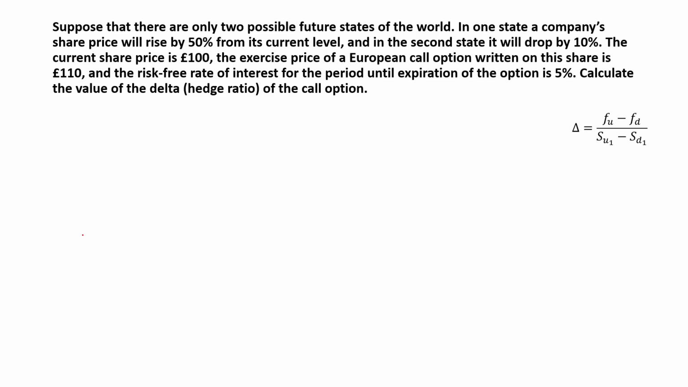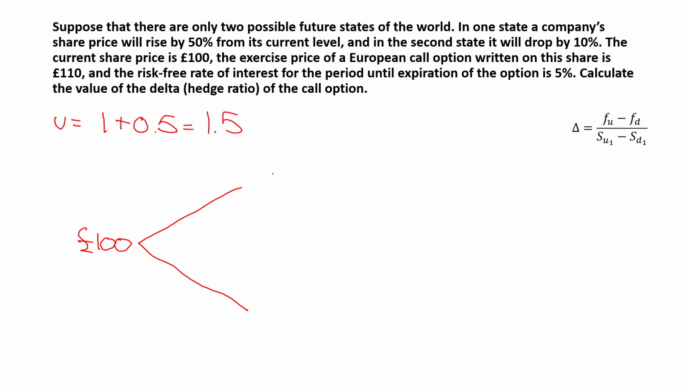So let's start with the current share price. The current share price is £100, and then in the binomial tree, the price is either going to go up or down. It says in one state a company's share price will rise by 50%. In that case, U, the magnitude of the up jump, is going to be 1 plus that percentage, 0.5 in decimal places. So U is 1.5. To get the share price in the high state, we do the initial share price times U, which gives us £150.